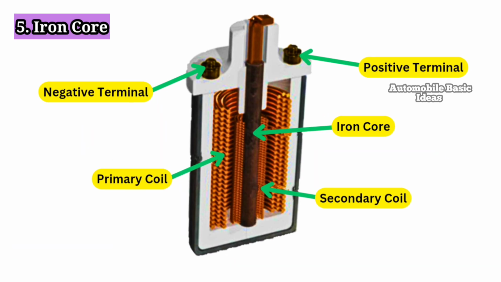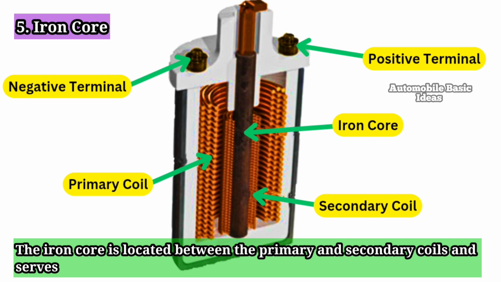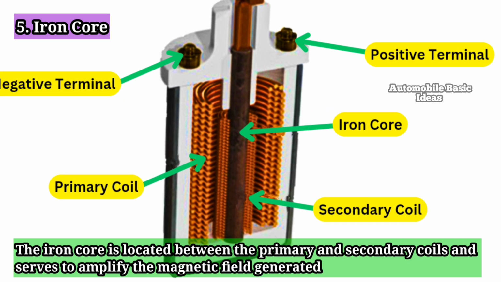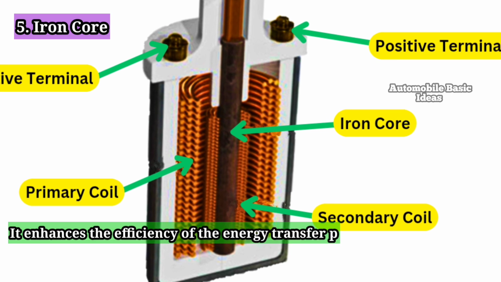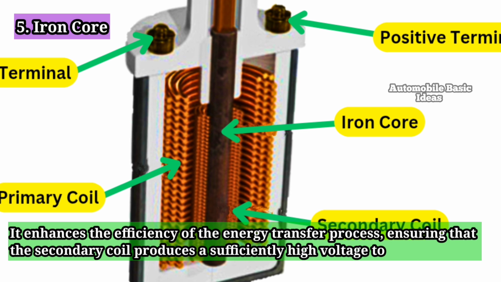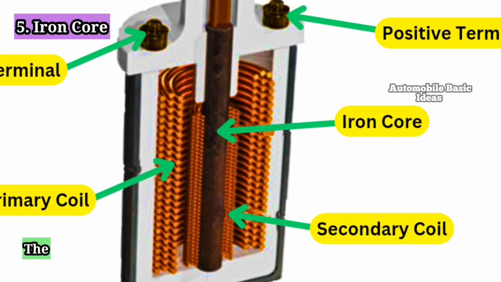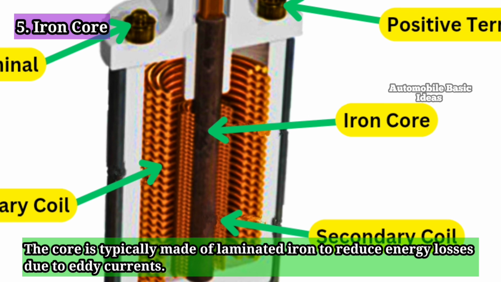5. Iron core. The iron core is located between the primary and secondary coils and serves to amplify the magnetic field generated by the primary coil. It enhances the efficiency of the energy transfer process, ensuring that the secondary coil produces a sufficiently high voltage to create a strong spark. The core is typically made of laminated iron to reduce energy losses due to eddy currents.